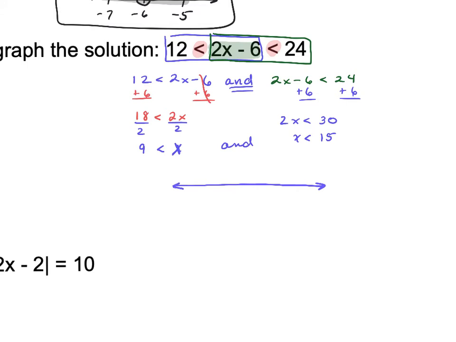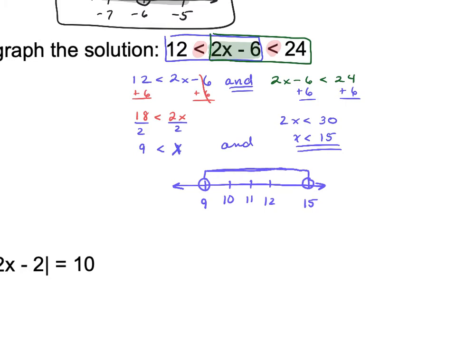X is greater than 9. So here's 9. And this is greater than 9. Numbers like 10 and 11 and 12. And I'm only going to go up to 15 here because I can't take everybody that's greater than 9, because I also have to deal with numbers that are less than 15. And that's numbers that are in this direction: 14, 13, 12, 11, 10.